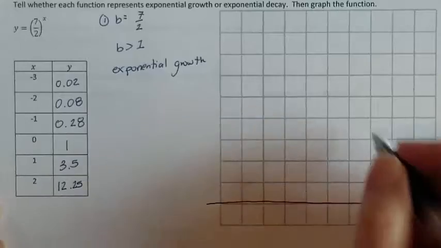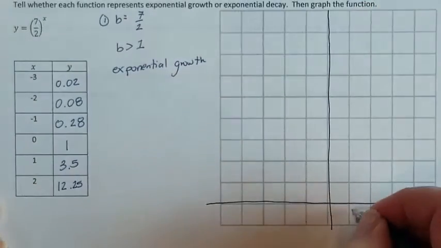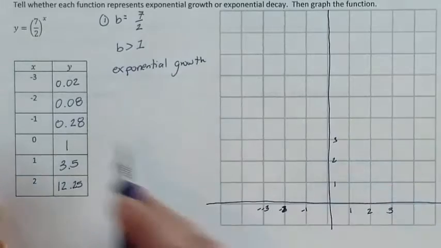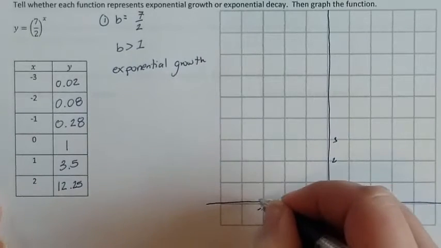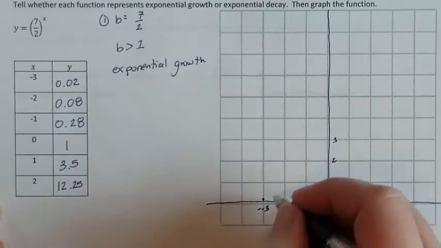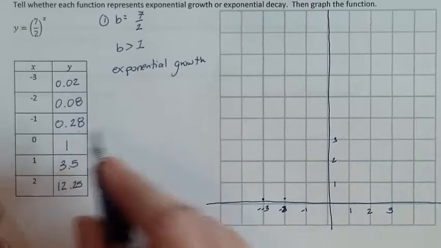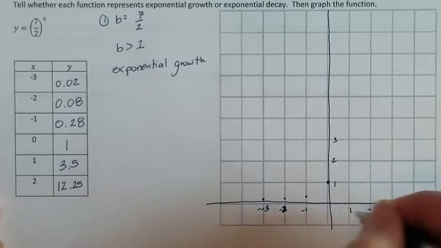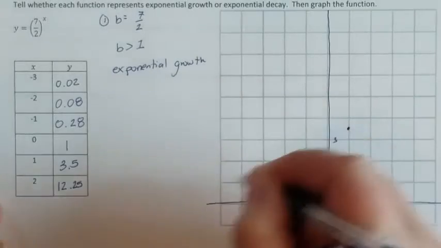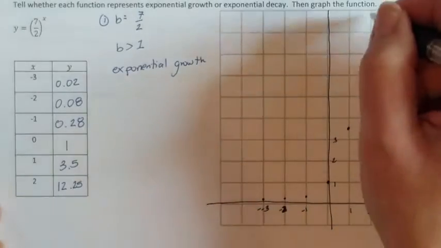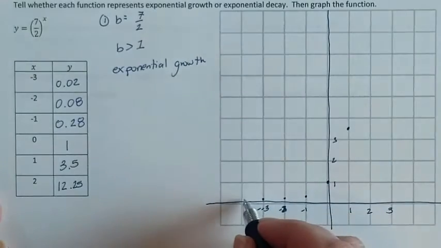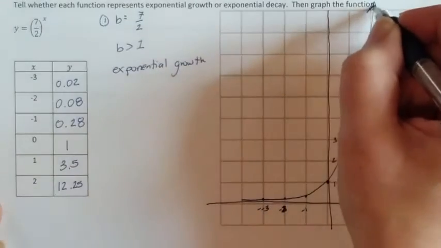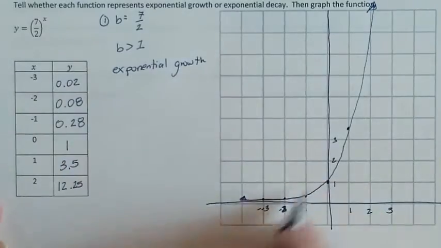So here is my x, here is my y. I'm going to scale my axes. -3, very little. -2, just a little bit more. -1, 0.28, 0, 1, 1, 3.5, and 2. 2 is 12, and it's like way off the page. So it started really slowly, but then it really took off. So here it is. It is a growth.